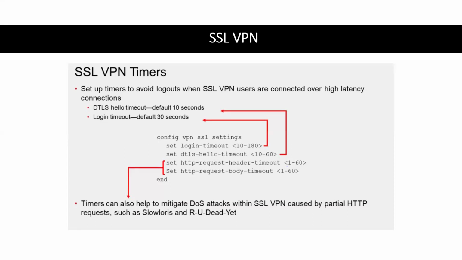All these timers you can set for your end users, in the sense of them logging in, while keeping your firewall safe. A lot of these values have default timers. As you can see, the DTLS hello timeout is 10 seconds and the login timeout is 30 seconds. You can change it, maybe because it's not an ISP issue on the end user side, but an ISP or internet issue on your side, until you get things fixed. You can address this under config vpn ssl settings, so you can manipulate some of the timers.